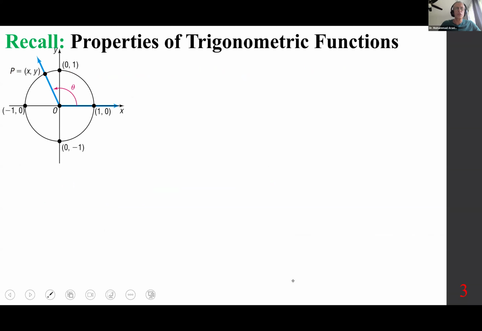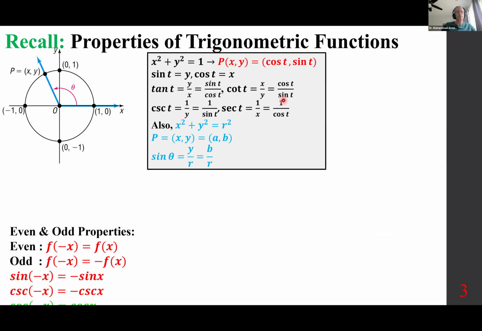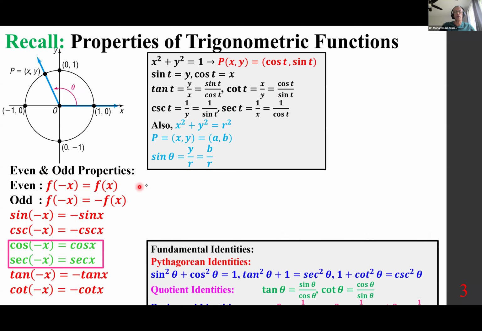Again, properties of trigonometric functions. A unit circle has coordinates x, y, cosine t, sine t. So cosine represents the x, sine represents the y, and the rest of them follow. All trigonometric functions are odd functions. That means f of minus x is minus f of x, except cosine and therefore secant, where f of minus x equals f of x, or cosine of minus x equals cosine x.